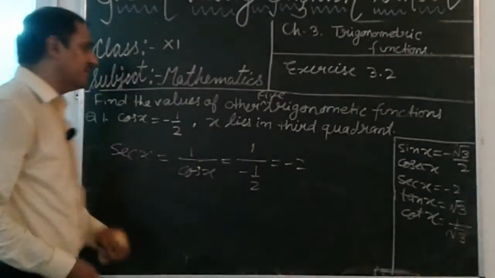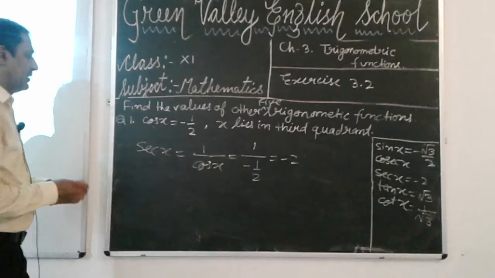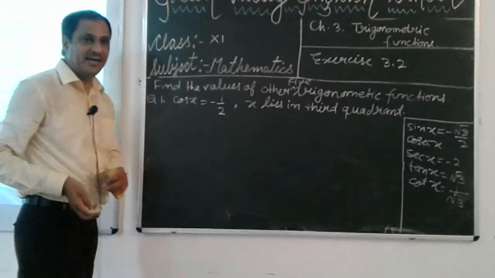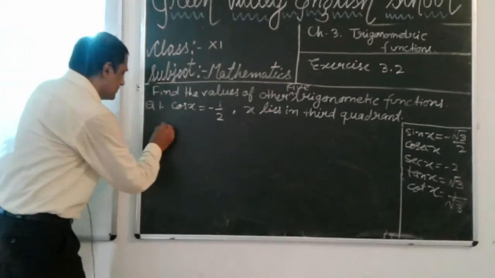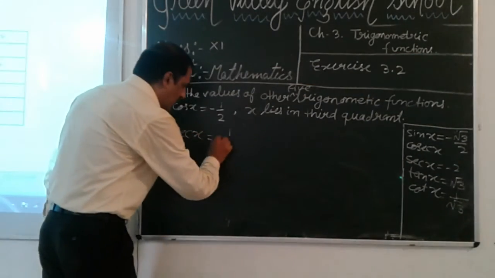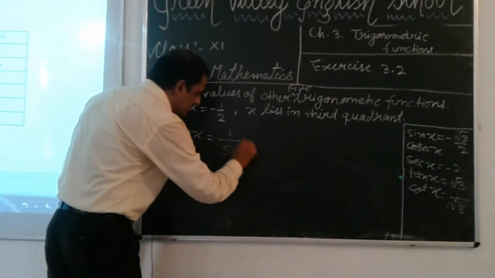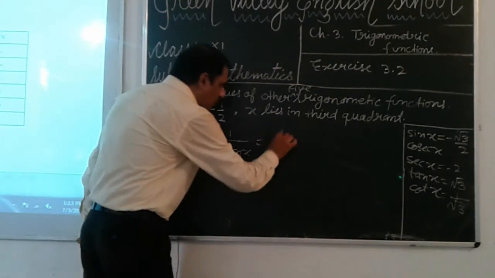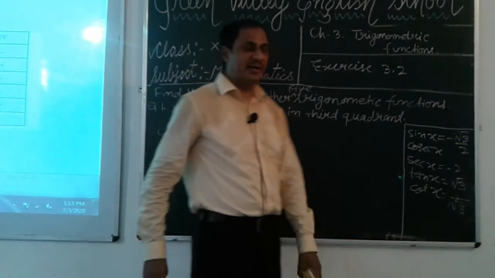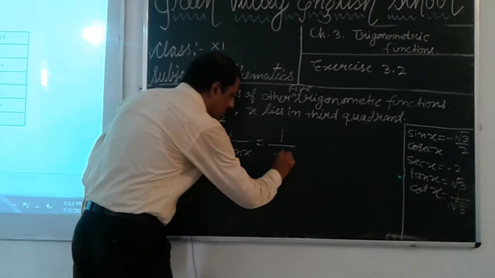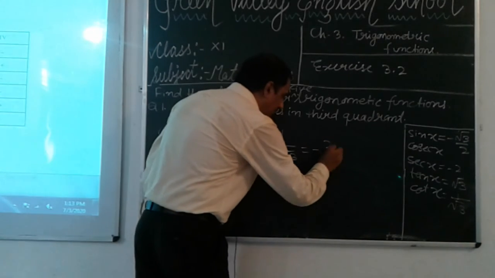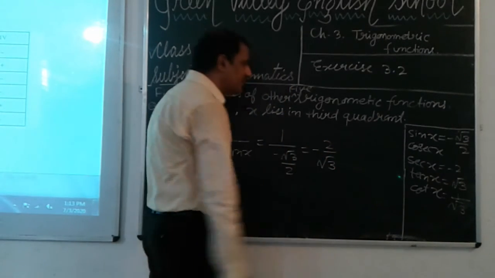Now I am going to find the value of cosec x. As we know, cosec x is the reciprocal of sin x. Cosec x is equal to 1 upon sin x, which is 1 by the value of sin x. The value of sin x is minus root 3 by 2, so cosec x is equal to minus 2 by root 3.